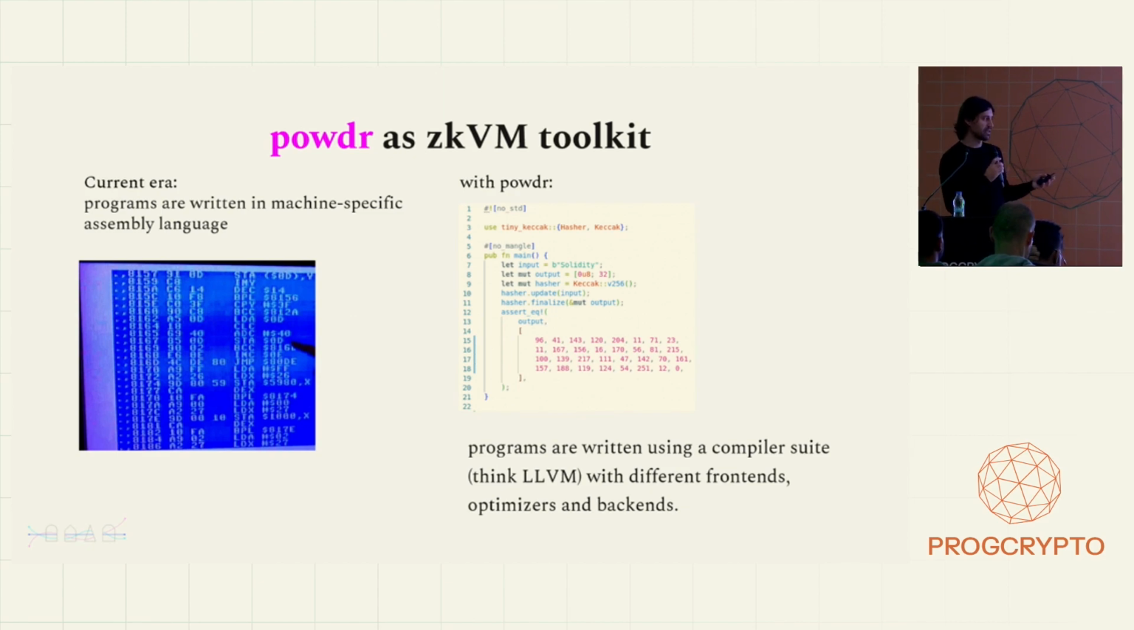Similarly, with Powder, you can basically take any front-end VM that's implemented using the Powder language, and any program that compiles to such a VM becomes a possible front end. You go through a single compiler pipeline, and then it opens up again to multiple backends, where each backend is a proof system, for example, Halo 2 and Starks.